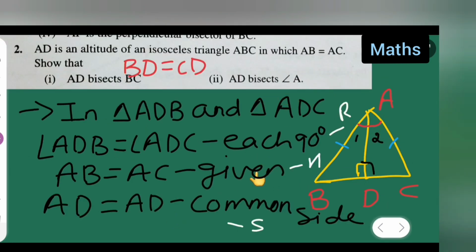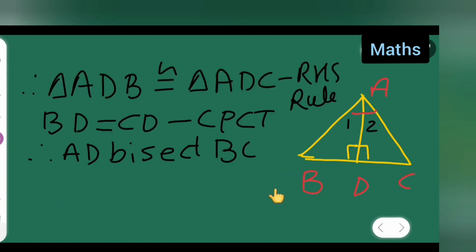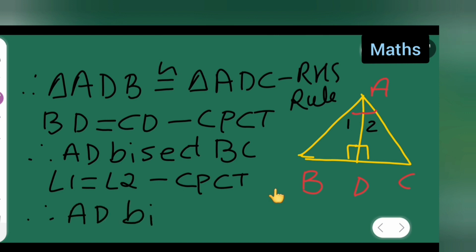What is AD bisects angle A? For that, I have to say that angle 1 is equal to angle 2, that is corresponding part of congruent triangles. Therefore, you all can say that AD bisects angle A.